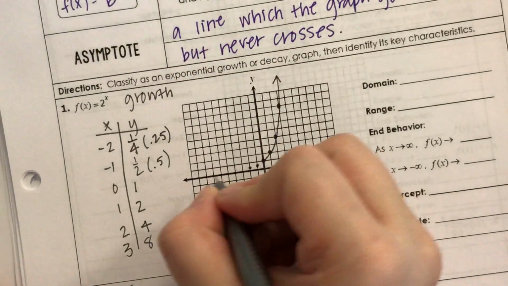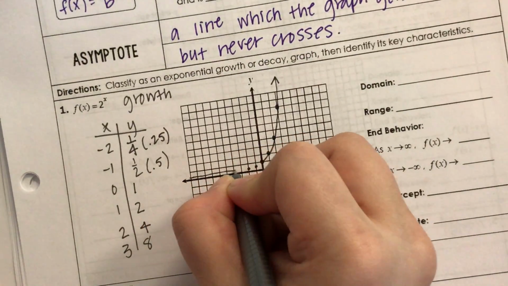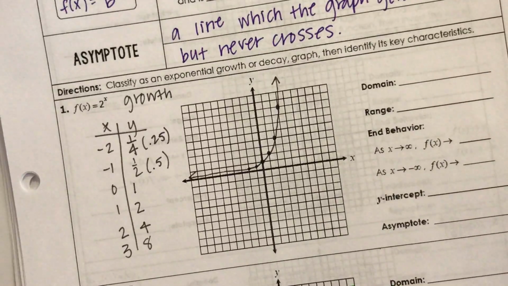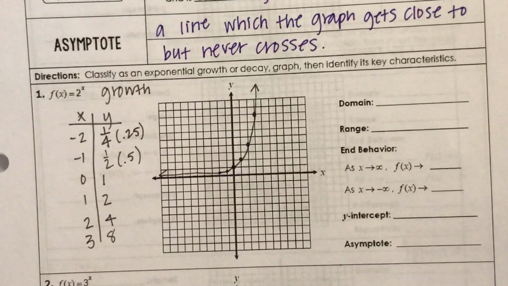Okay. Remember, it does not cross. There is no way I can cross 0. This is going to get infinitely smaller and smaller and smaller, but I'm not ever going to cross 0.